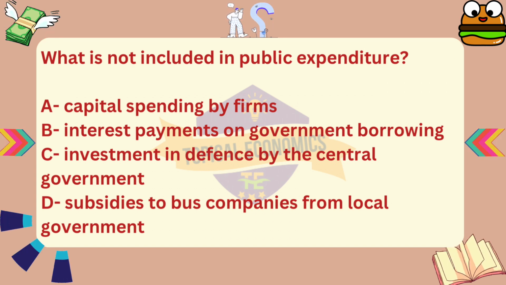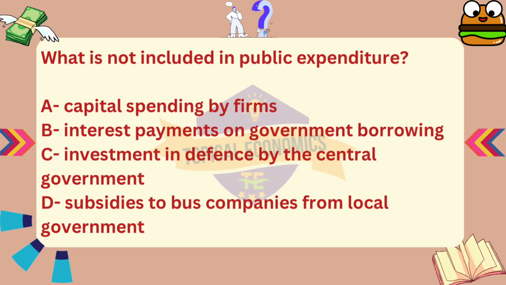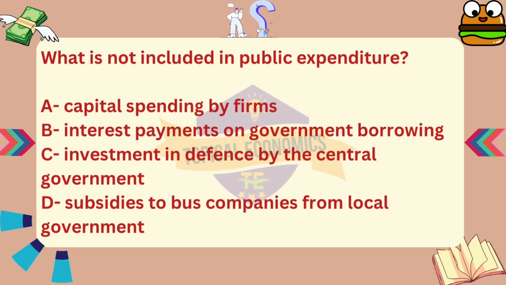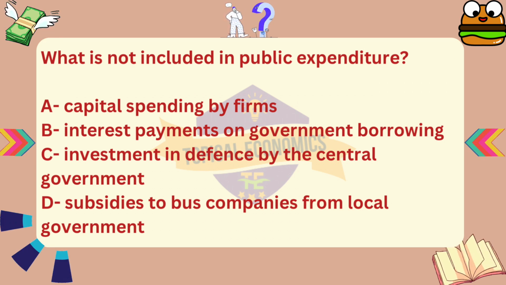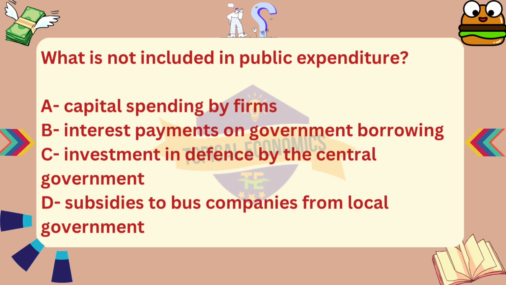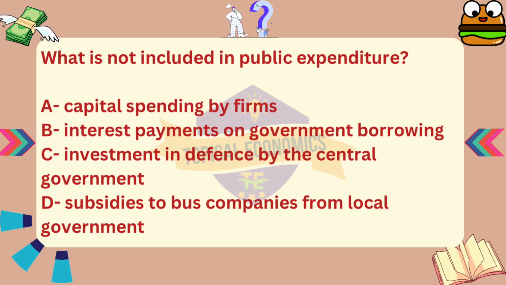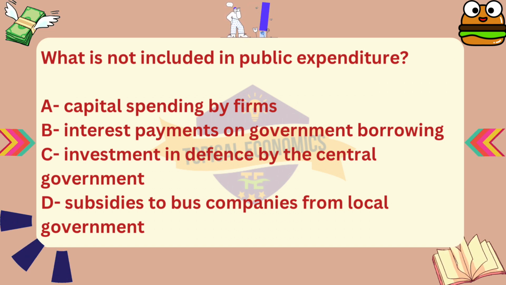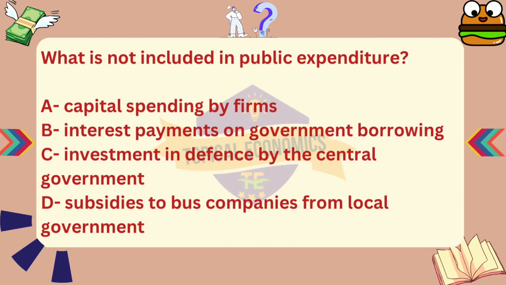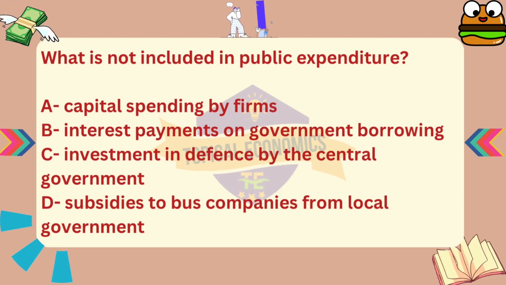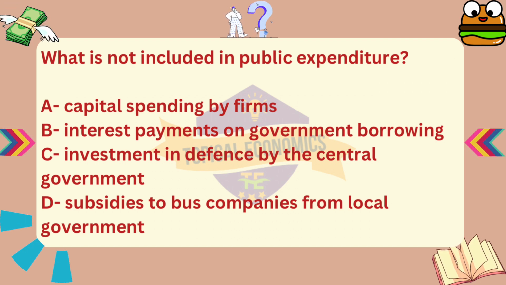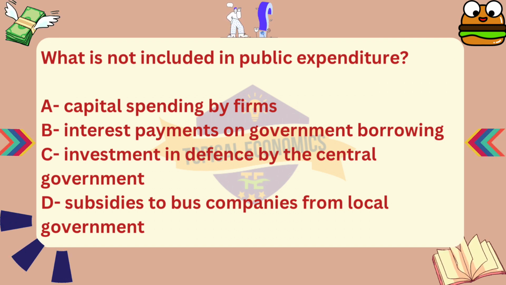Public expenditure refers to the spending undertaken by government entities, such as the central government, local governments, or public sector organizations, on goods, services, and investments that benefit the public. This includes spending on things like defense, infrastructure, social welfare programs, and servicing government debt. Option A, capital spending by firms, is not part of public expenditure because it refers to investment by private businesses in capital goods like machinery, buildings, and equipment, which are private sector expenditures, not government spending.